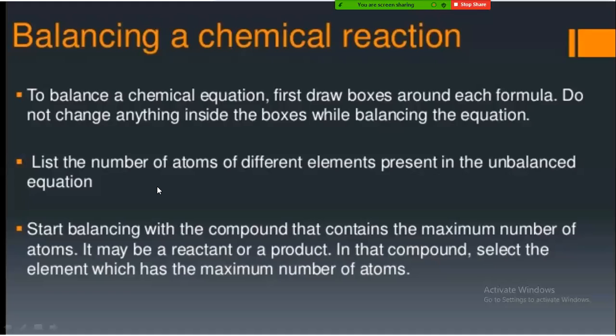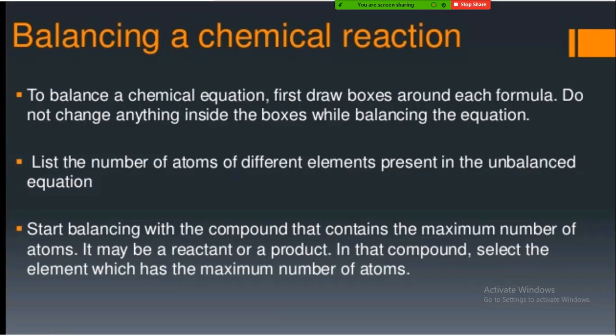Next, list the number of atoms of different elements present in the unbalanced equation, just like we did for ammonia. Start balancing with the compound that contains the maximum number of atoms. It may be a reactant or a product. In that compound, select the element which has the maximum number of atoms. Always start with the biggest number and then come down. Basically, this is purely about finding a common factor, HCF, and these are very simple numbers that we are going to deal with.